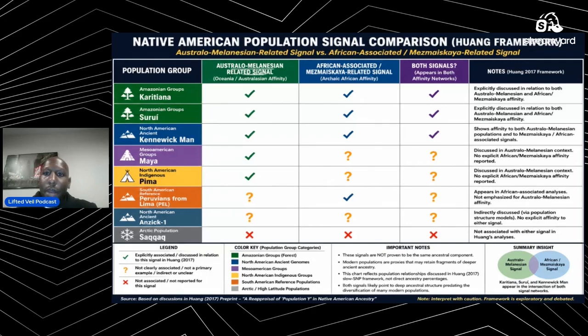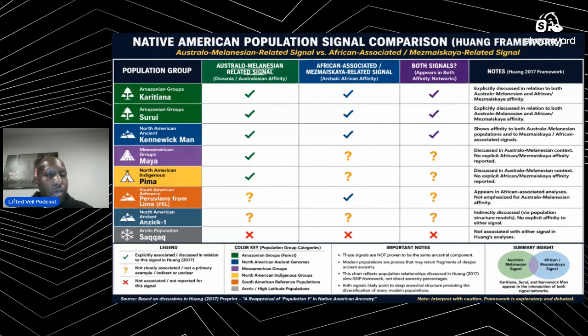Okay, Native American population signal comparison. This is a good visual as well because it's showing you very simply who have what affinity with what and what type of affinity. The Karitiana showed once again, which is consistent with that 2015 study, an Australo-Melanesian signal. It had an African-associated Mal'ta-Buret related signal. That's the specimen from Russia that existed 65,000 years ago, based on their estimates.